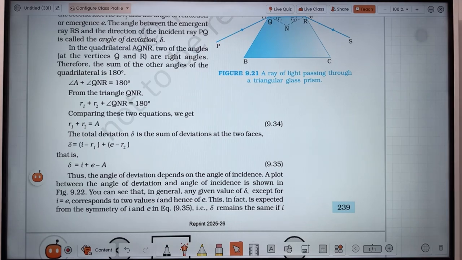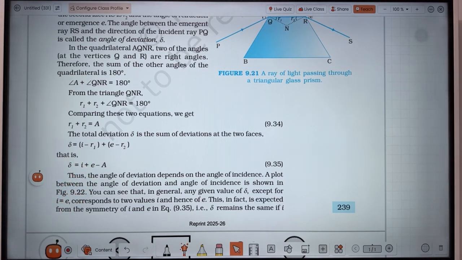Now we can use the concept of minimum deviation. As I told you, in case of minimum deviation, E and I will become equal, and R1 and R2 will become equal. So from here we will get R equal to A by 2, and here we will get delta equal to 2I minus A. But our concern is to get I. So take A to this side. So 2I equal to delta plus A, or I equal to A plus delta divided by 2.